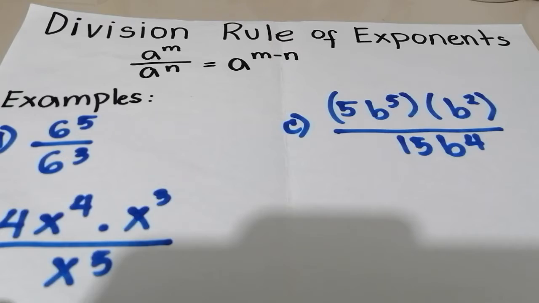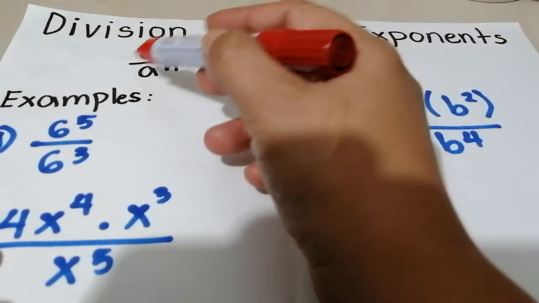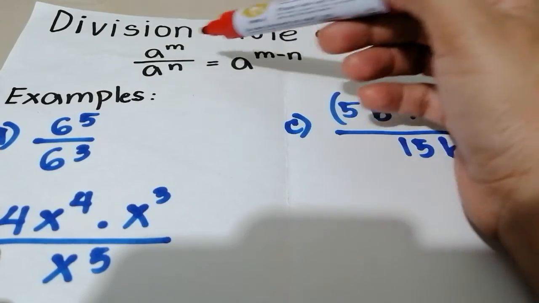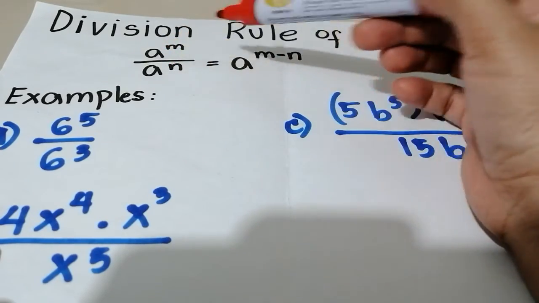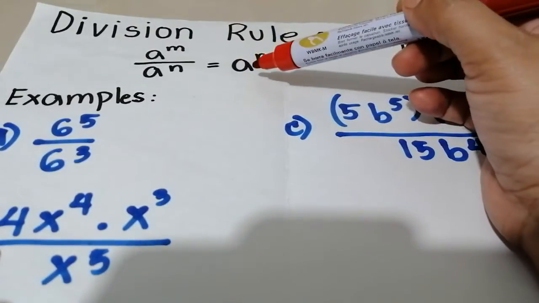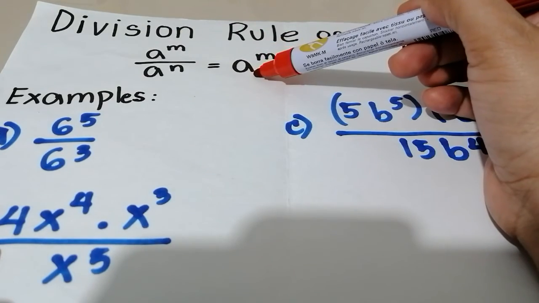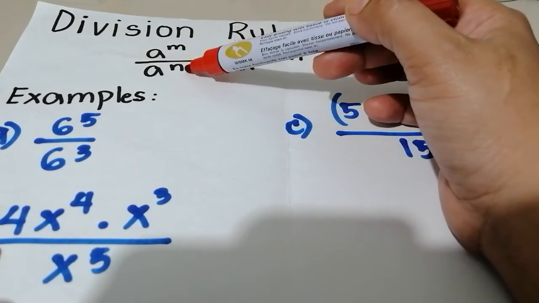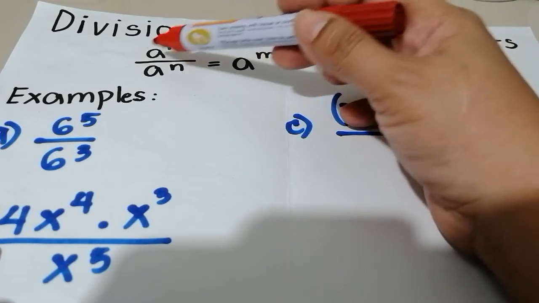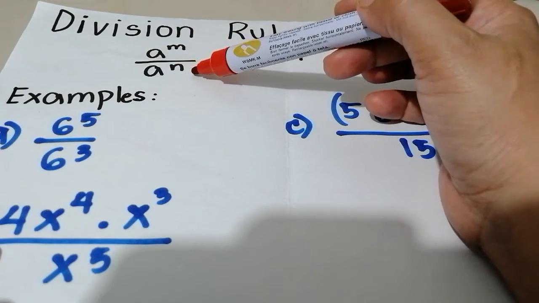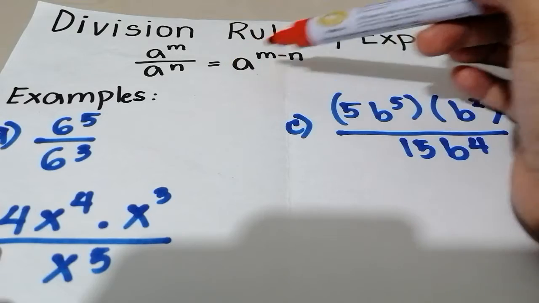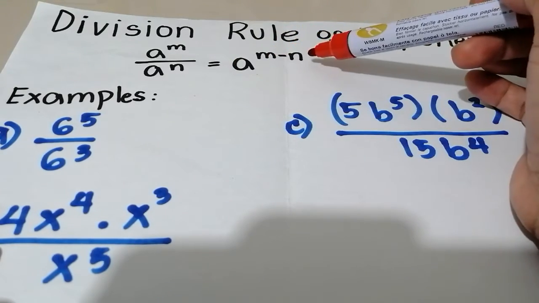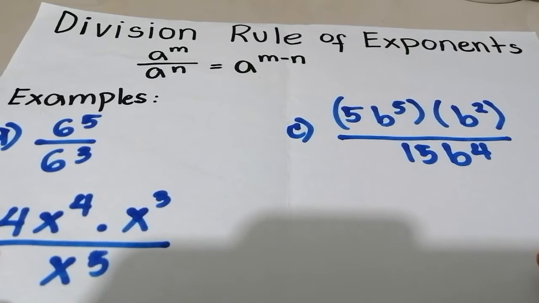So in other words, if we are dividing these exponential expressions, okay? They have the same bases. So what do we do? We just have to keep the base, copy the base, and then after, we are going to subtract the exponents m and n. So a raised to the m power over a raised to the n power is equal to a raised to m minus n. So ibig sabihin, isusubtract natin siya.